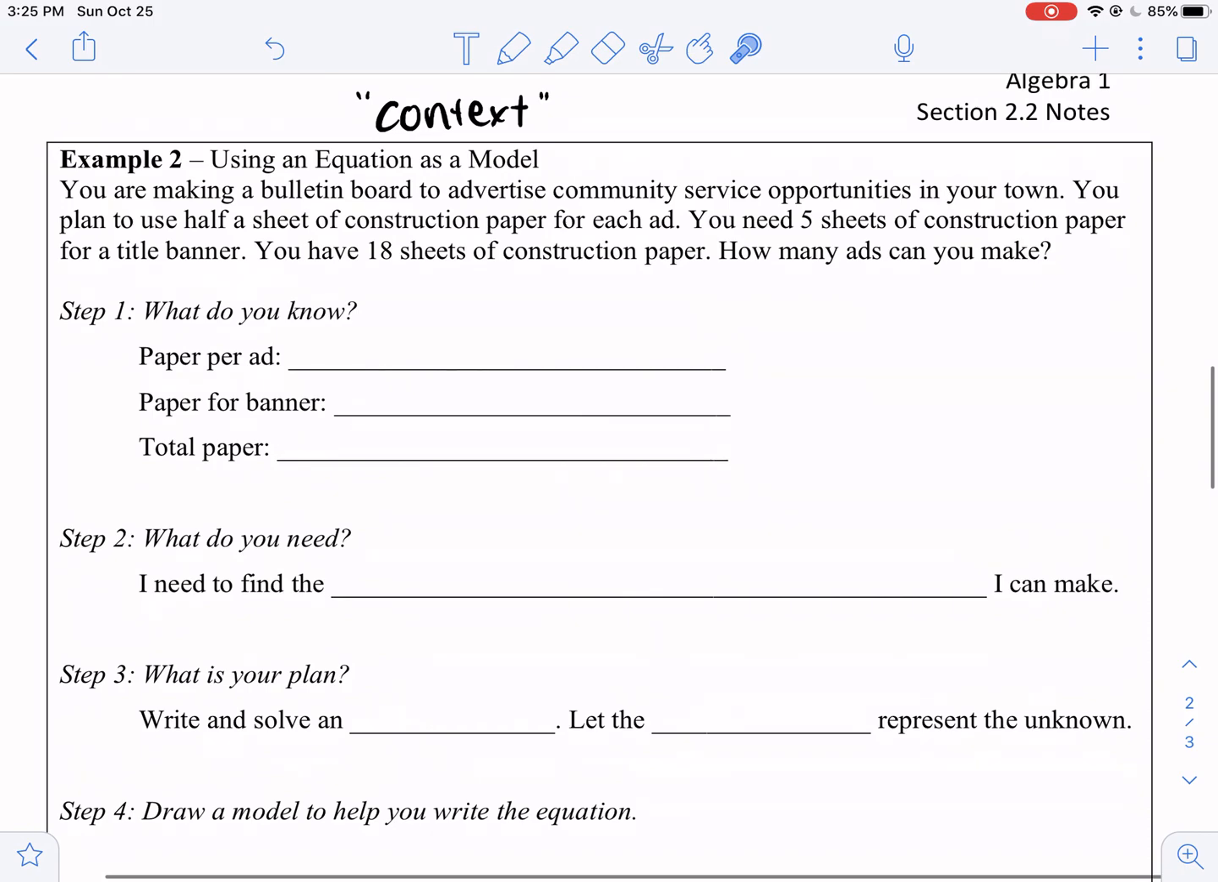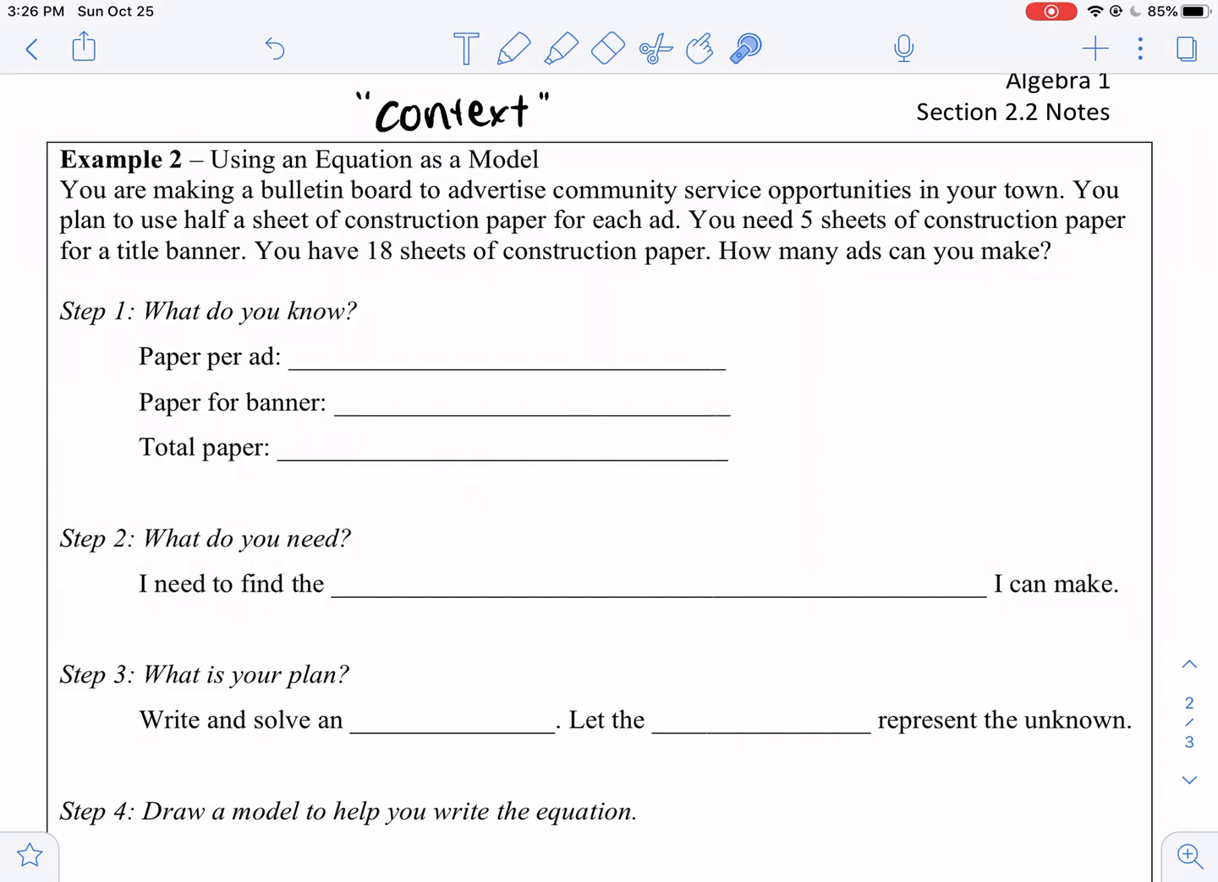You've got a bulletin board that you're going to make to advertise community service opportunities in your town. You plan to use half a sheet of construction paper for each ad, and you need 5 sheets of construction paper for a title banner. If you have 18 sheets of construction paper, how many ads can you make?